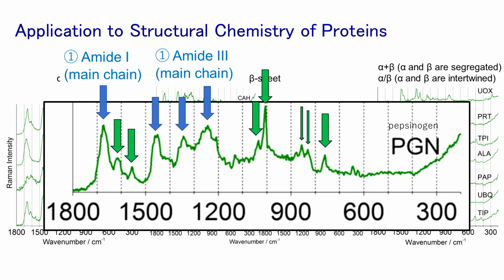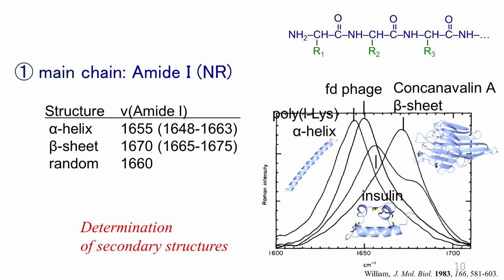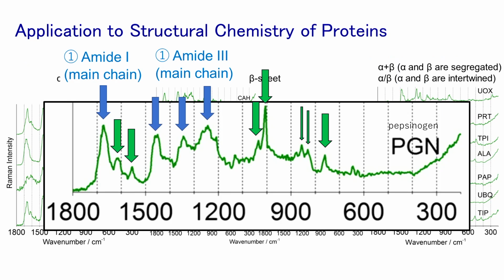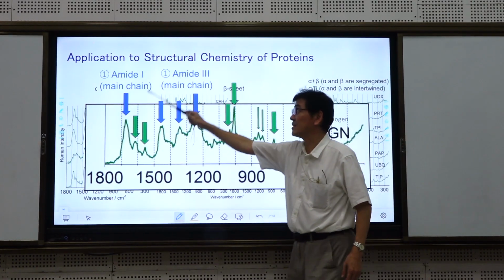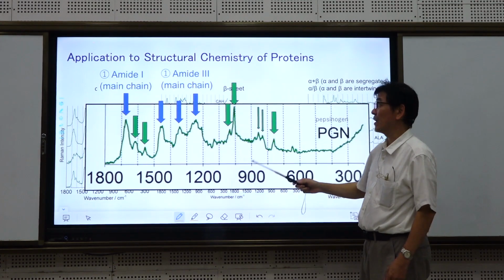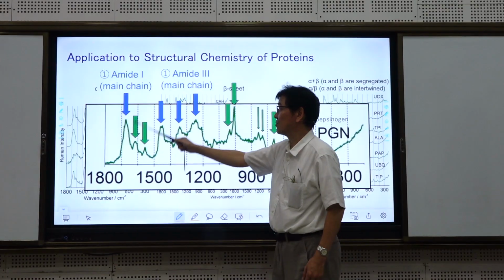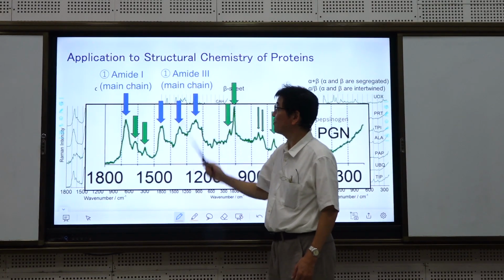So there is some established method to analyze the protein structure from the Raman data. There are several peaks related to main chain structure, indicated by blue. There are several bands that are related to the main chain structure and side chain structures. So I start from some useful bands for the analysis of the main chain.